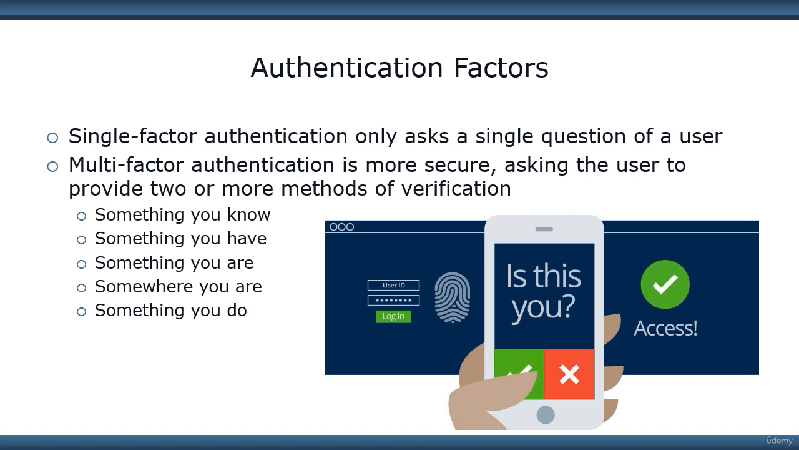Something you are would be biometrics. Okay, so it's scanning fingerprints, facial recognition, iris and retina scanners, etc. And then somewhere you are. Sometimes this goes with geofencing. You have to be in a particular location, like on premises, in order to gain access to something. And then just something you do, the activity that you're attempting.